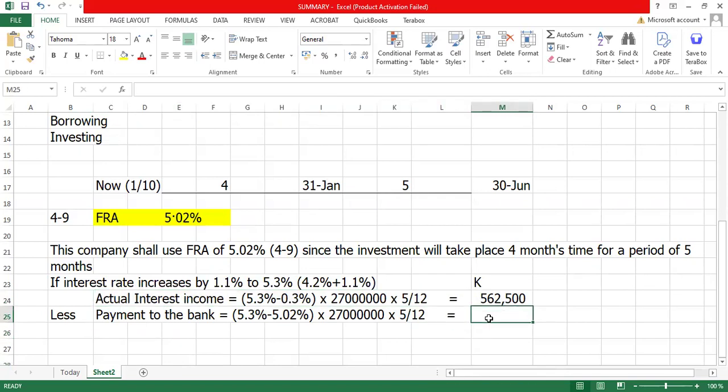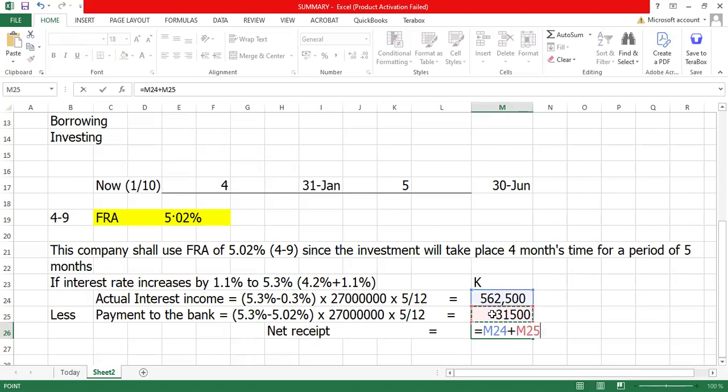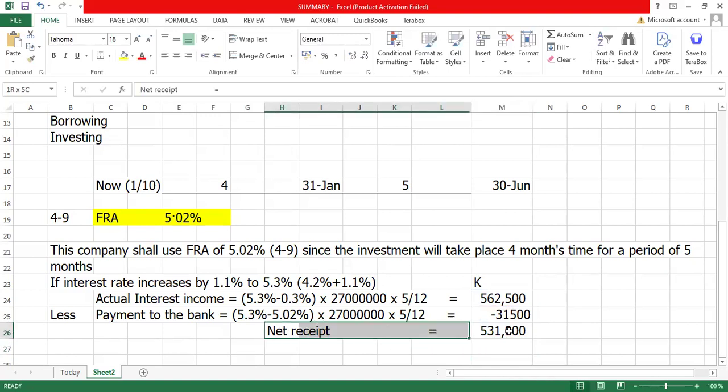How much do you get? 31,500. So here I put 31,500. Okay, so finally, what is the net receipt, the net income? 531,000. You get this plus, for you, you'll be subtracting. So that's what I have.